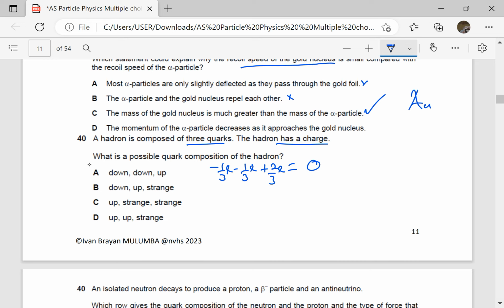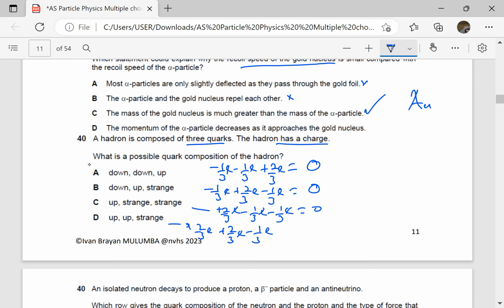Down, up, strange. Down is negative 1 over 3e, plus 2 over 3e for up, minus 1 over 3e for strange. And that is still 0. There is no charge. Up, strange, strange. Up is plus 2 over 3e. Strange is minus 1 over 3e. Strange again minus 1 over 3e. That is still 0. There is no charge. Up, up, strange. Up is 2 over 3e plus 2 over 3e minus 1 over 3e. The total here is plus e. So there is a charge here. So the answer is going to be D.